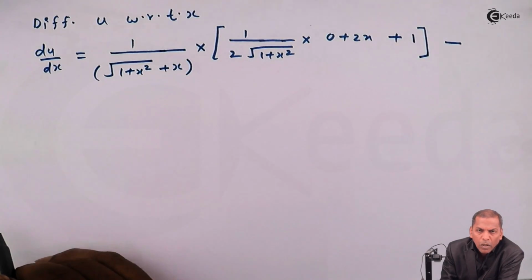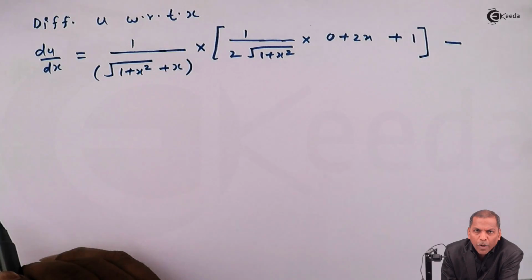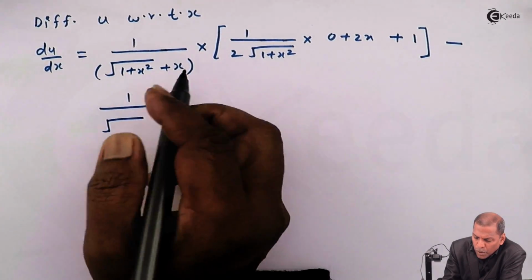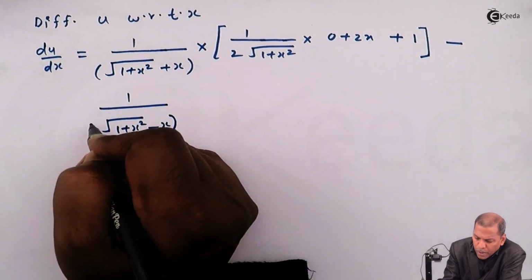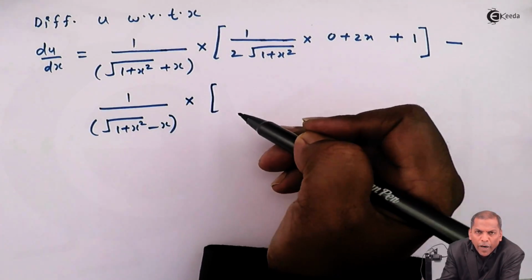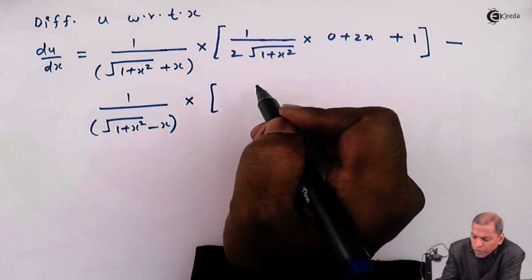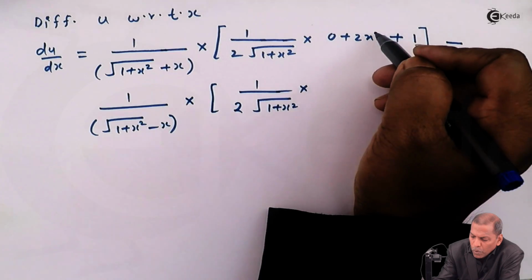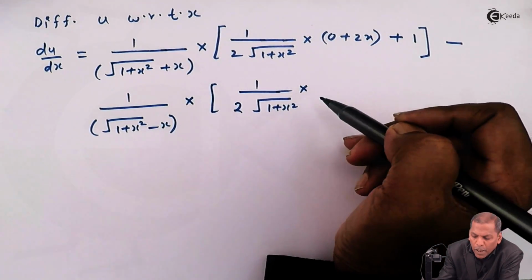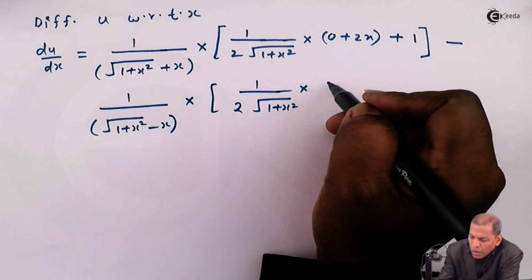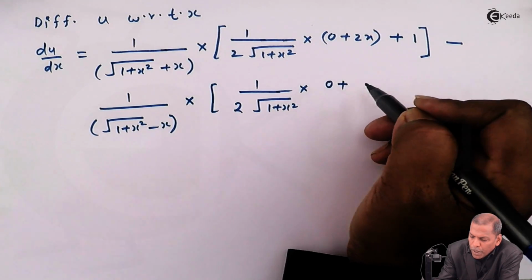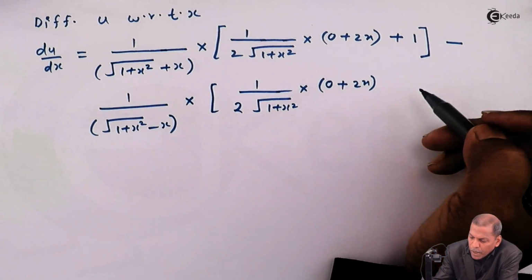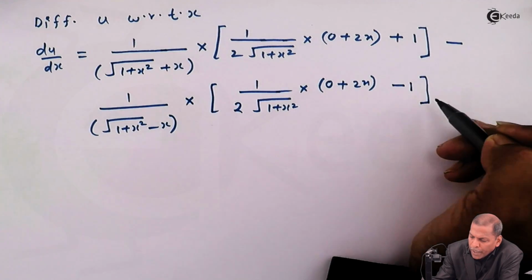Then minus, the derivative of log of (root 1 plus x square minus x) is 1 upon (square root of 1 plus x square minus x) into the derivative of root 1 plus x square, that is 1 upon 2 into root 1 plus x square, into the derivative of the part inside the root, 1 plus x square, which is 0 plus 2x. And finally the derivative of minus x is minus 1, and the square bracket complete.